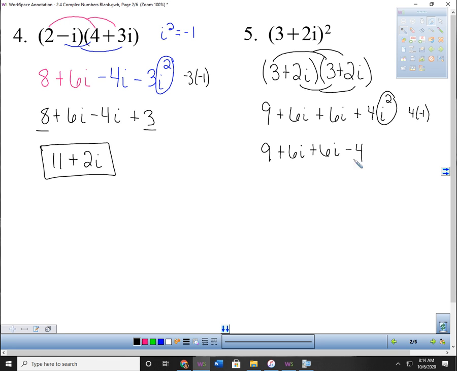So I have 9 plus 6i plus 6i, and then 4 times negative 1 would be negative 4. So put your numbers together. You have 9 and negative 4. That's going to give you 5. And then 6i and 6i make 12i. And again, I could just plug that in as it looks up here, and it will give me the answer to that.